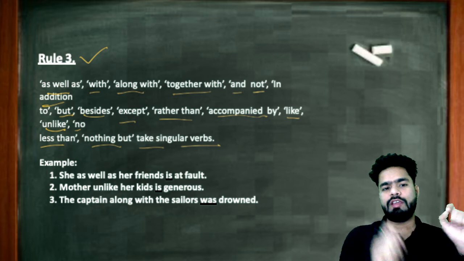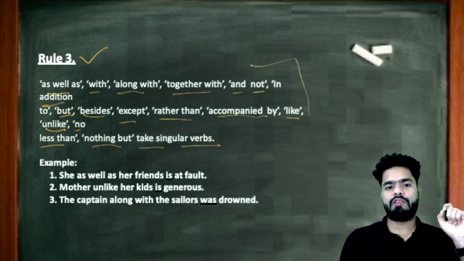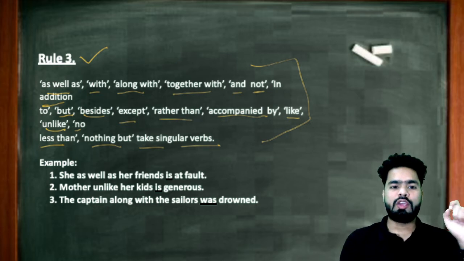If any of these words you see in your exams, what you have to do? You will have to take a singular verb with this. You have to take a singular verb with the subject. Okay, how? She as well as her friends.